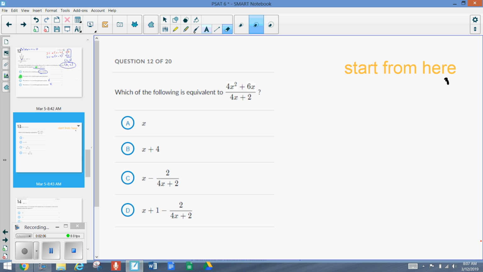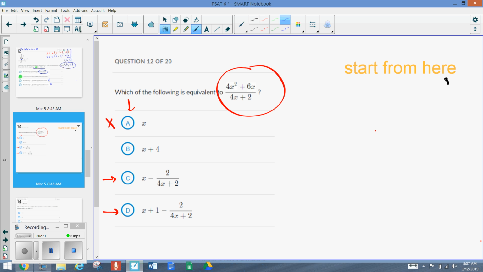We're going to apply this technique right on the question. For example, the question is which one is equivalent: A, B, C, or D? Apparently this is not A because it looks more complicated, isn't it? This is degree 2, degree 1. That's why I'm going to try C or D. Let me get started with this one.